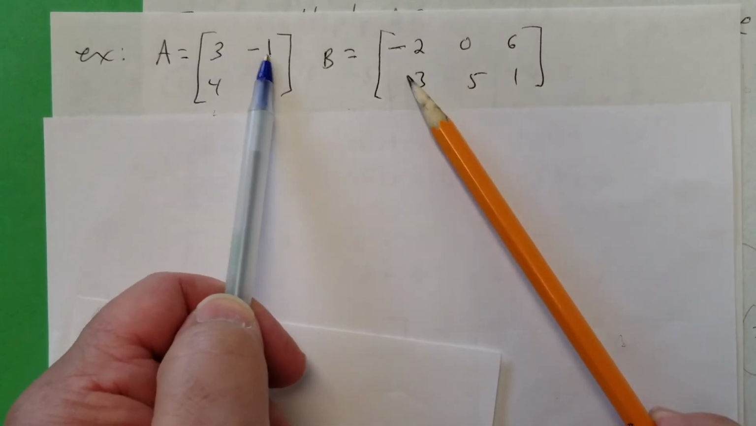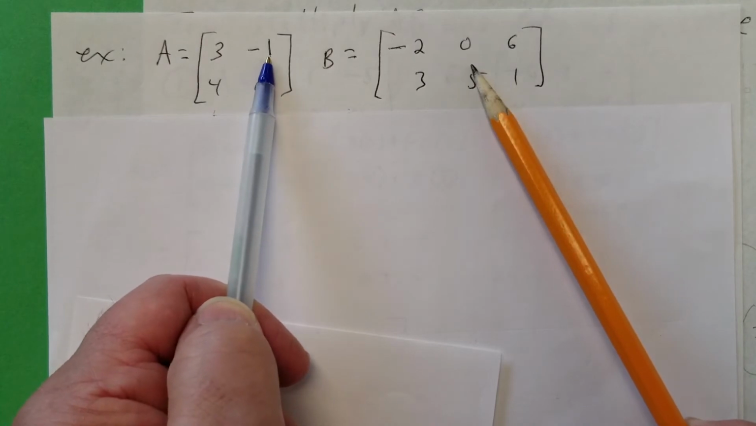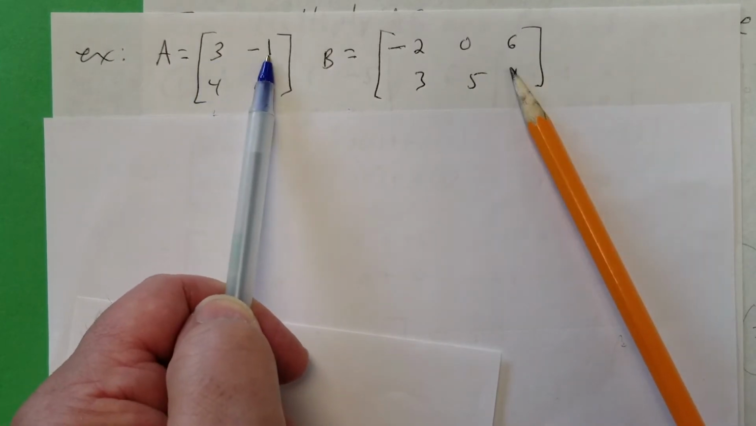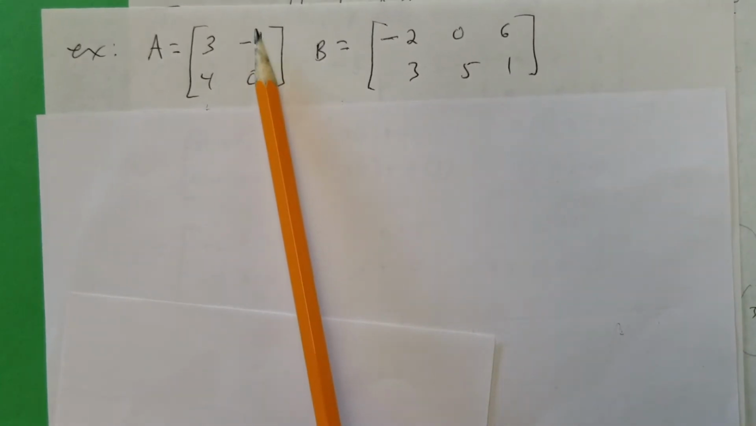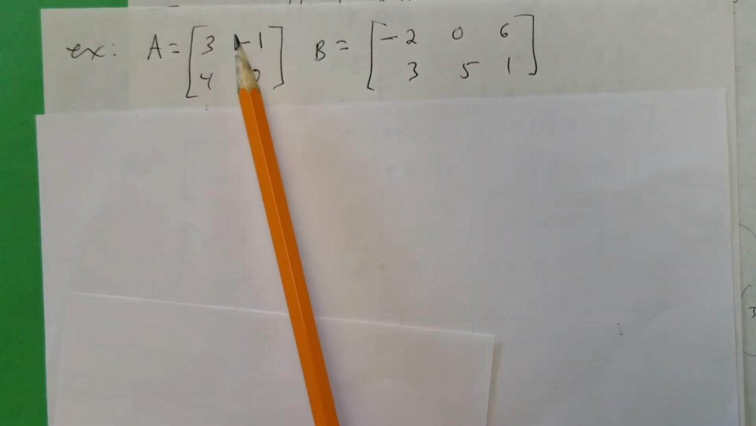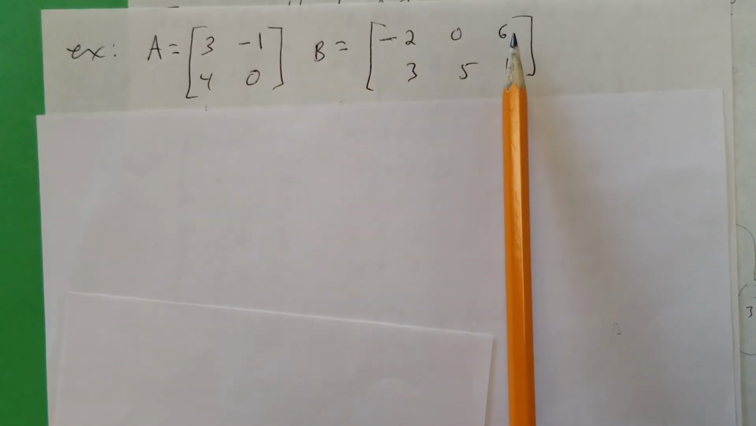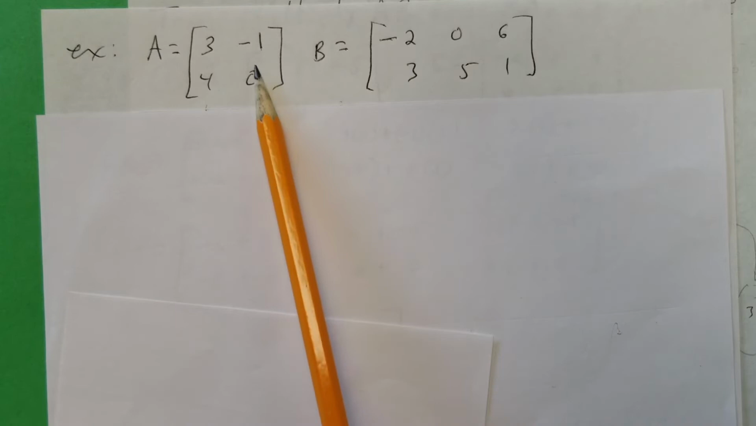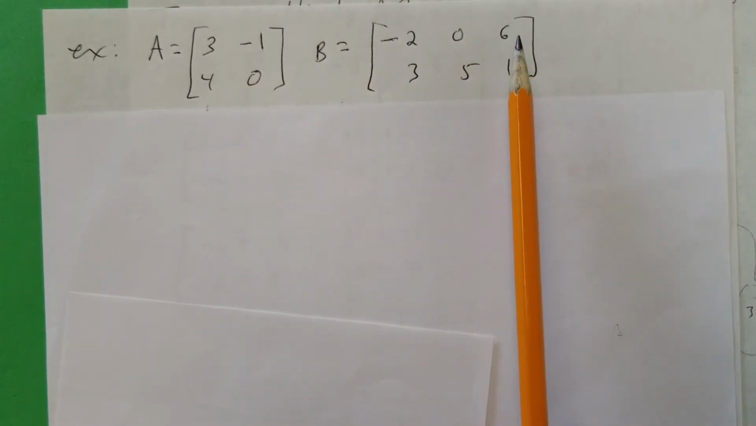So boom, boom, add those answers. Next one, boom, boom, add those answers. Next one, boom, boom. So I'm done multiplying with the first row. So it's really the first row, it's kind of like distributing. The first row times this, times this, times this. I'm done with the first row. Then the second row, right? Times this, times this, times this. Okay, ready?